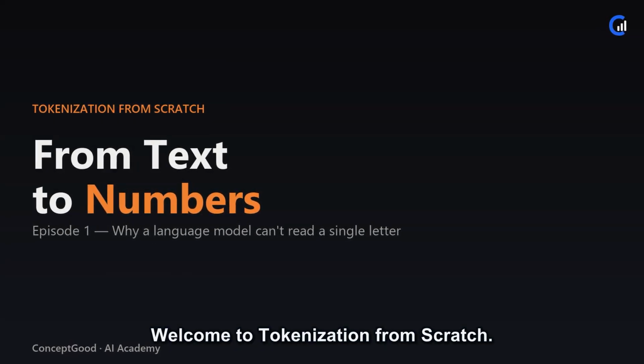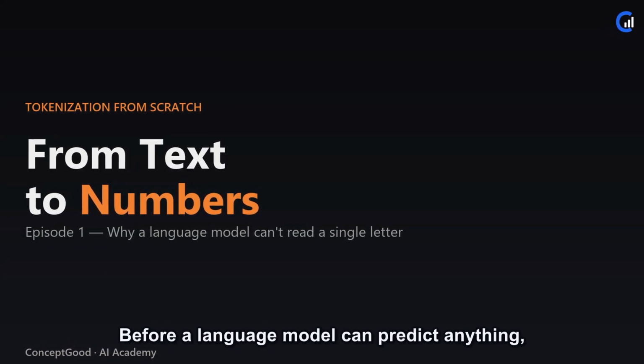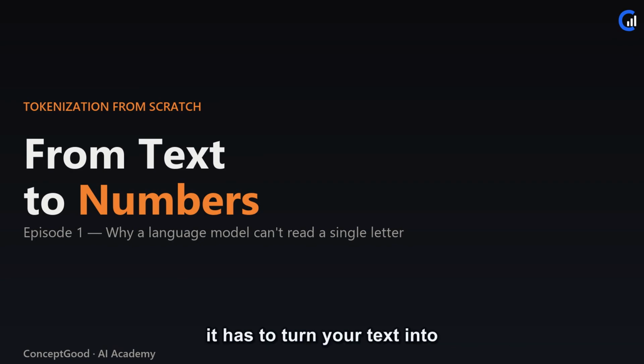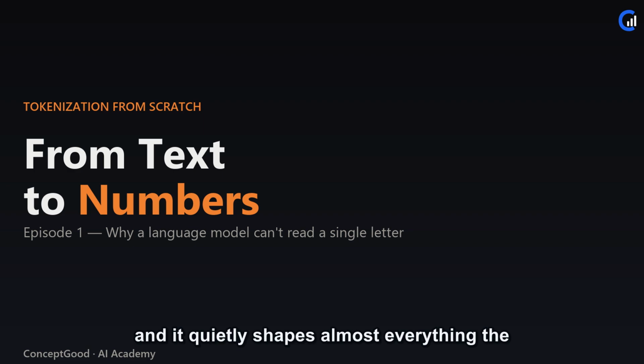Welcome to tokenization from scratch. Before a language model can predict anything, it has to turn your text into numbers. That very first step is called tokenization, and it quietly shapes almost everything the model can and cannot do.